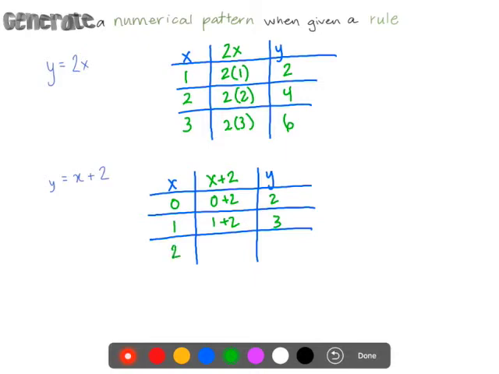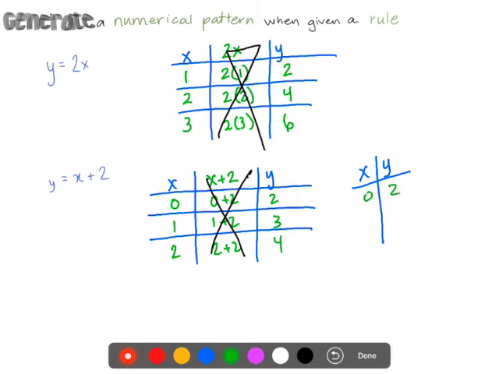You're going to get to the point where you're not going to need this middle part anymore, and we're simply going to move to an x and y table altogether. But I just wanted you to see the background of what is actually happening here. So when x is 0, y is 2. When x is 1, y is 3. When x is 2, y is 4. And this is our numerical pattern.